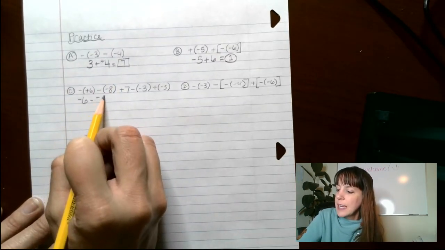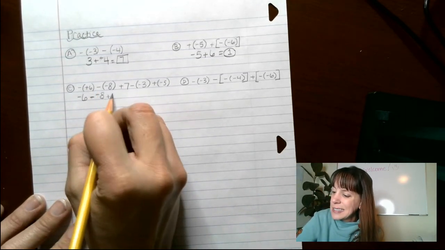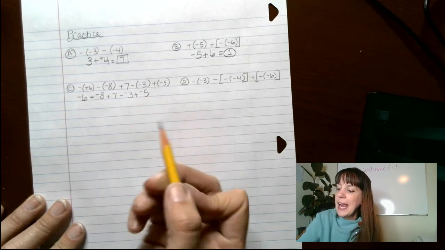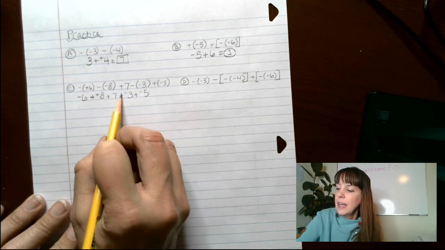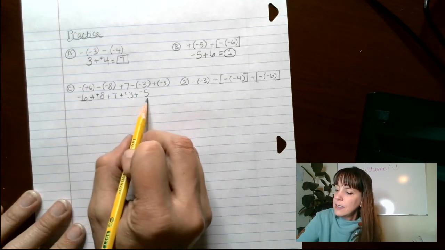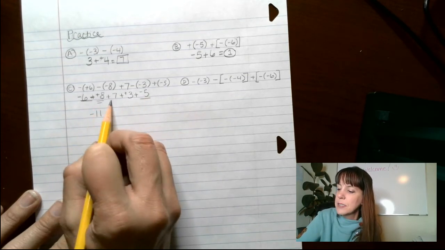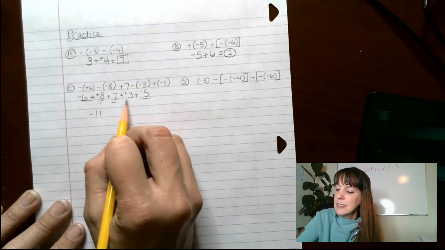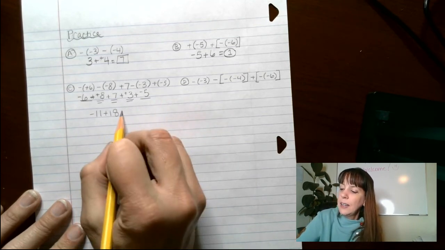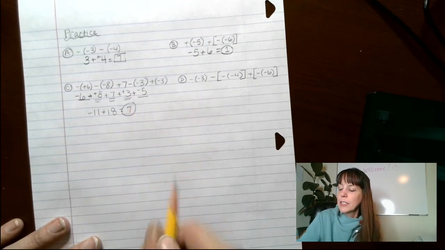-6 minus -8 plus 7 minus negative 3 plus negative 5. Add the opposite, add the opposite, add the opposite. Let's underline our negatives. Negative 6 and negative 5, that's going to give me negative 11. Underline our positives. That's 15, 16, 17, 18, so plus 18. Which team is larger? It looks like our positive team. By how many? By 7. So our answer is 7.